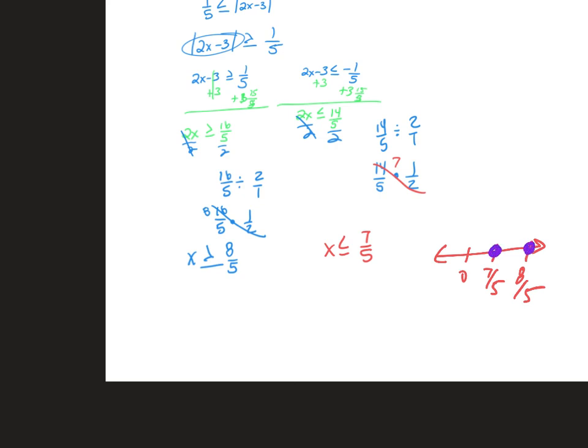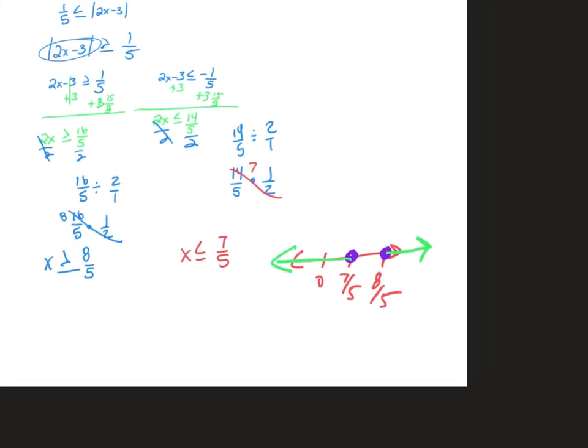My first inequality says x is greater than or equal to 8/5, yes? So I will go this way. My second inequality says x is less than or equal to 7/5, so I go this way. So what would my interval notation be for my answer for this problem? How would I write the green graph in interval notation? Start from left to right.